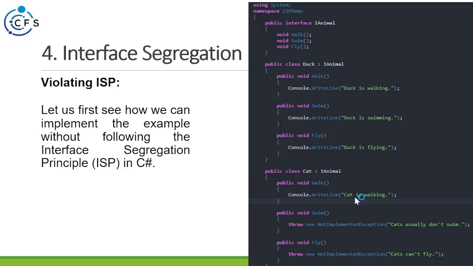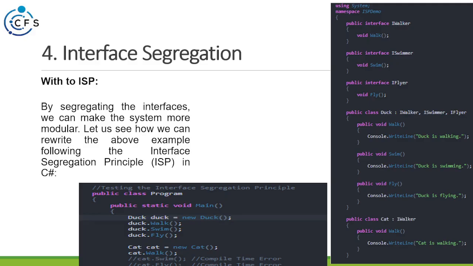Even though we know the cat cannot swim or fly, and it is applicable only for walk, I have to implement them because my IAnimal interface has all three. Okay, now let's go to interface segregation and see the implementation. By segregating the interface, we can make the system more modular. Let's see how we can rewrite the above example following the interface segregation principle.